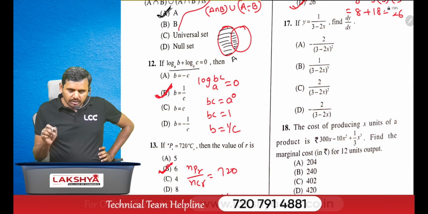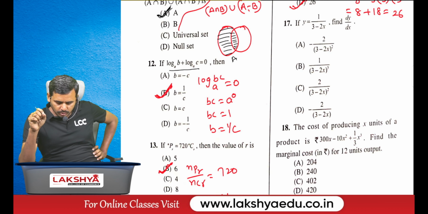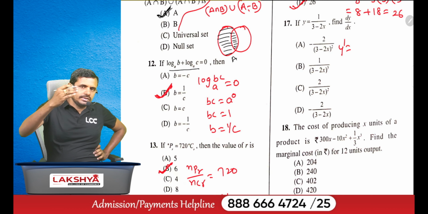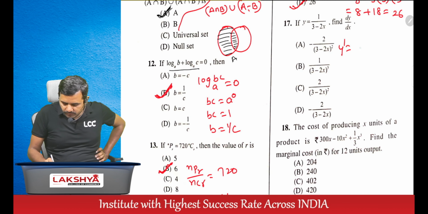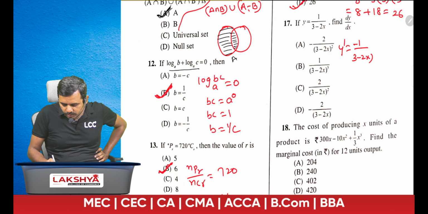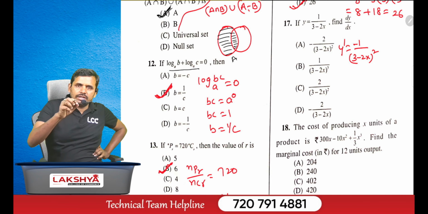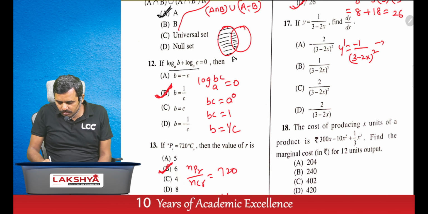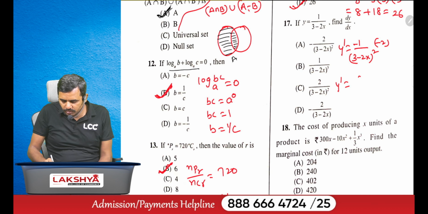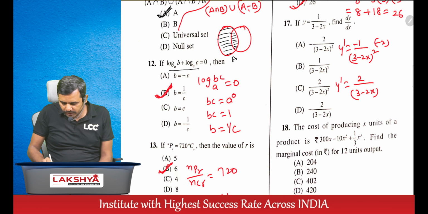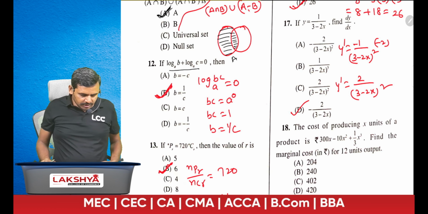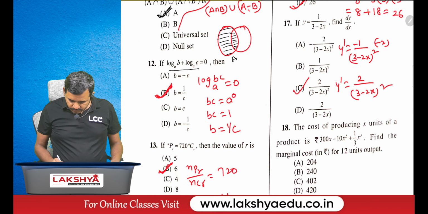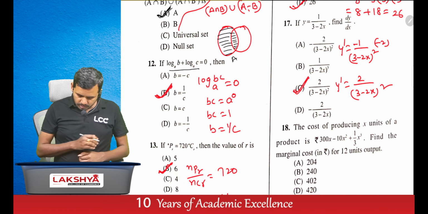Next, 17th question. y is equal to 1 by 3 minus 2x is given. Find dy by dx. See, y dash, dy by dx, means that the expression looks like 1 by x. The derivative of 1 by x is minus 1 by x square, that is minus 1 by 3 minus 2x whole square. But it is not exactly equal to x, that means separate differentiation is required for the inner function. The derivative of 3 is 0, the derivative of minus 2x is minus 2. Therefore y dash is equal to minus into minus, plus 2 by 3 minus 2x whole square. Therefore, the right answer is D. C, 2 by 3 minus 2x whole square.